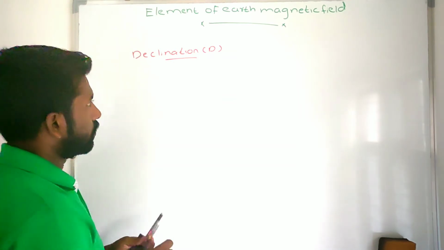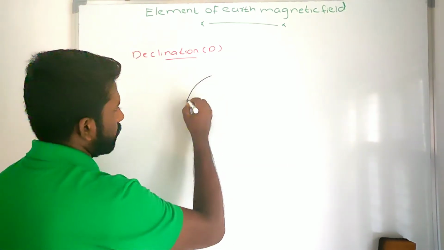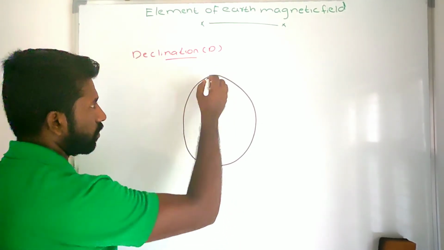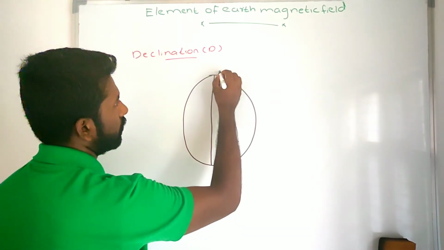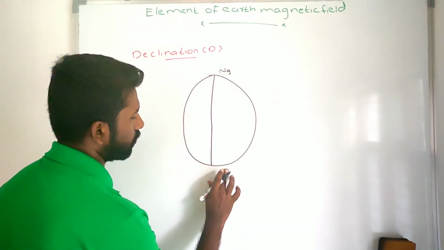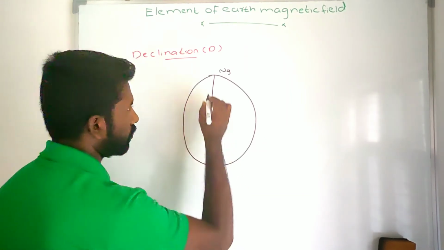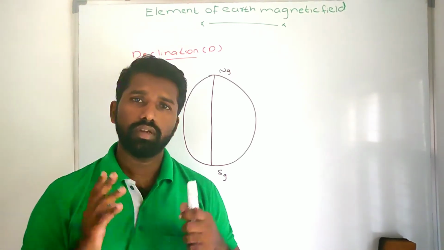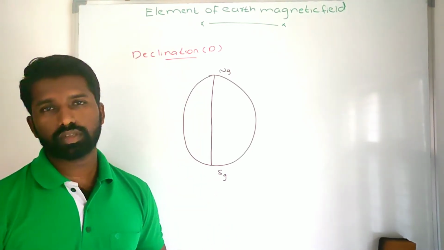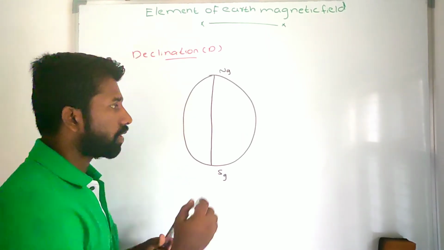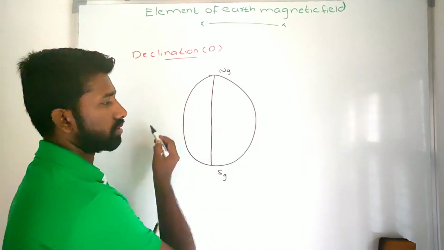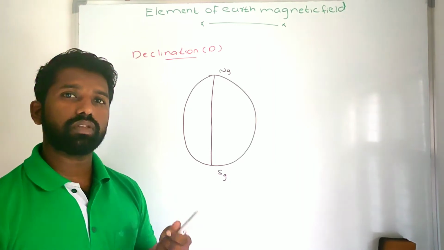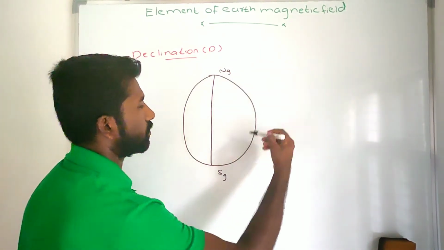I am going to consider a sphere, that is the earth, and a line joining the geographic north and south. This is the geographic north and this is the geographic south. It is also called true north and true south. The earth contains latitude circles and longitudinal circles. The latitude circles are parallel circles in the east-west direction, like this. Longitudinal circles are in the north-south direction, like these circles.